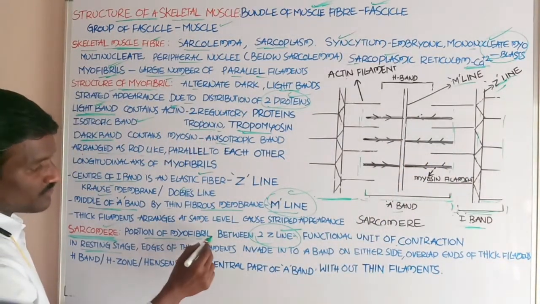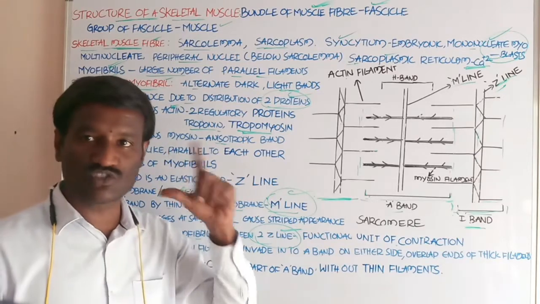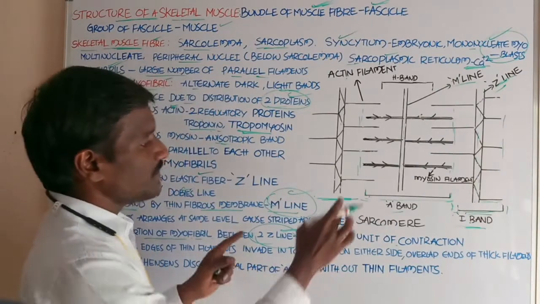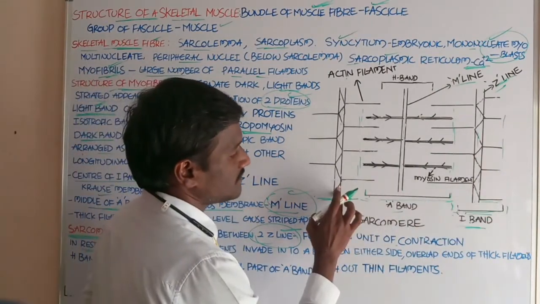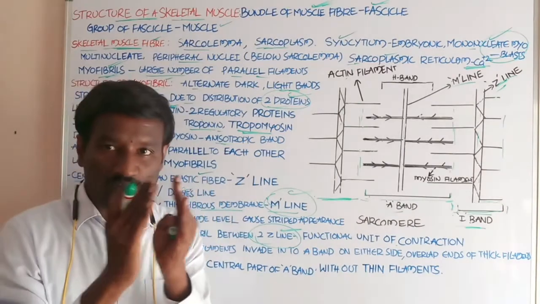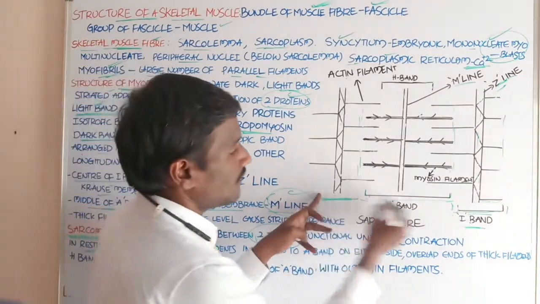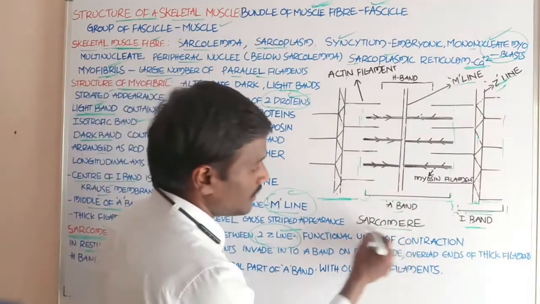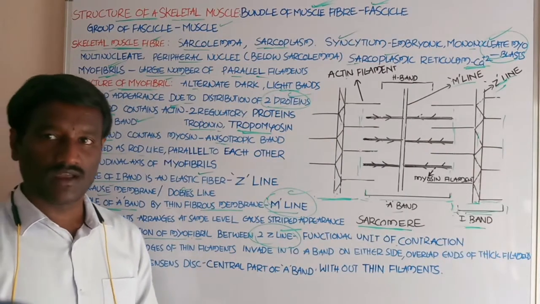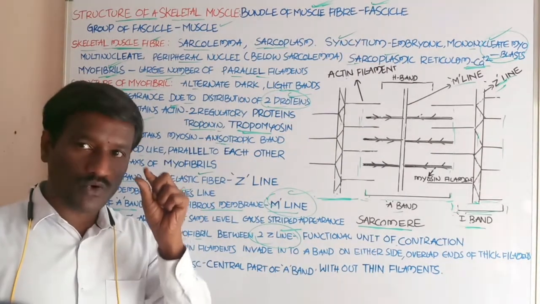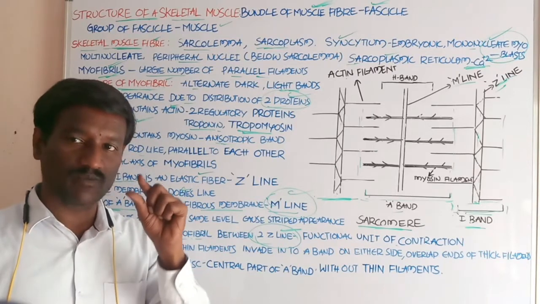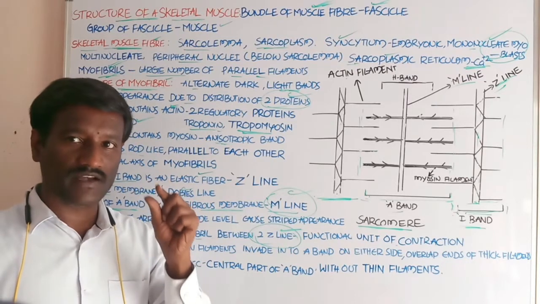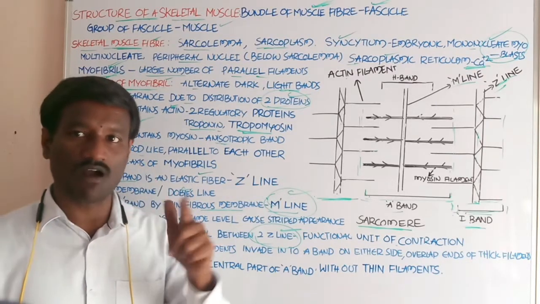The portion of the myofibril between two Z lines. This is the Z line. The portion between the two Z lines, that is called one sarcomere, from this region to this. That is called the sarcomere. Okay, in the myofibril, the portion between the two Z lines is called the sarcomere. The sarcomere acts as a functional unit for contraction.